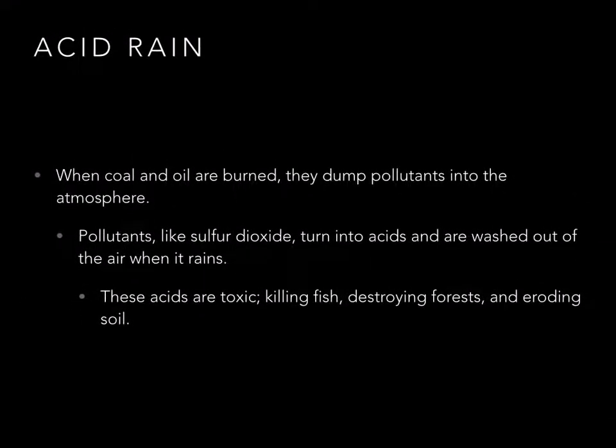Acid rain. When coal and oil are burned, they dump pollutants into the atmosphere. These pollutants, like sulfur dioxide, turn into acids and are washed out of the air when it rains. These acids are toxic. They kill fish, they destroy forests, and they erode the soil.